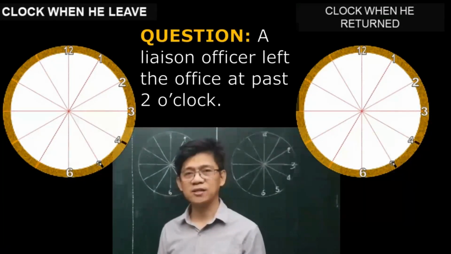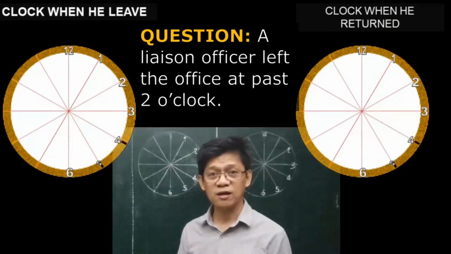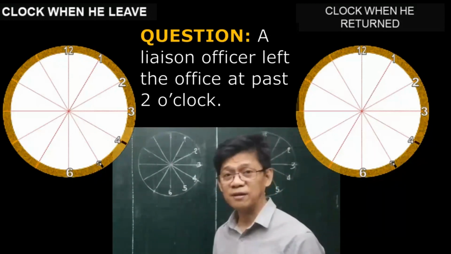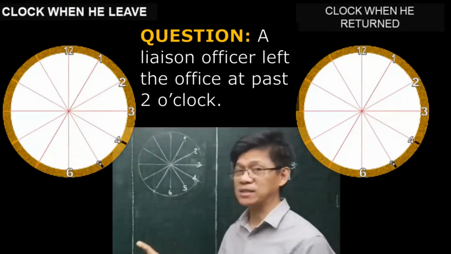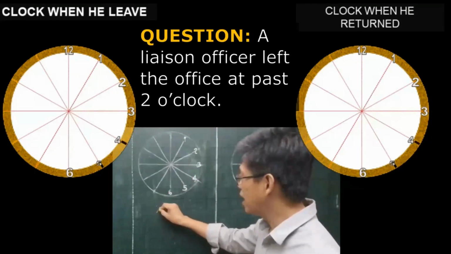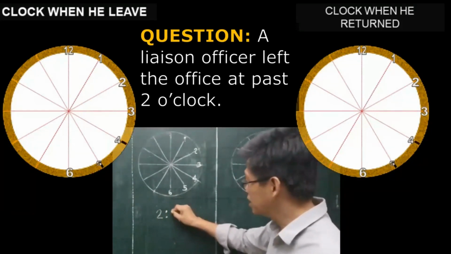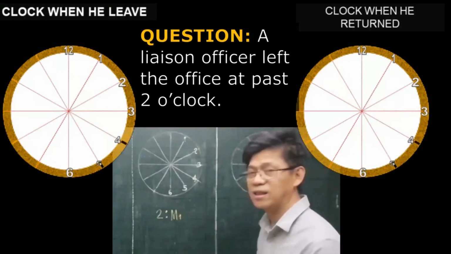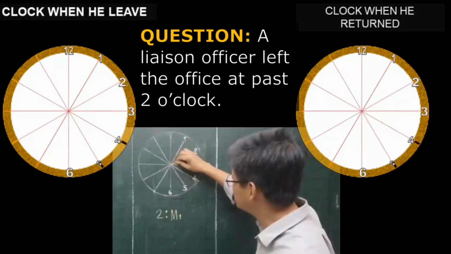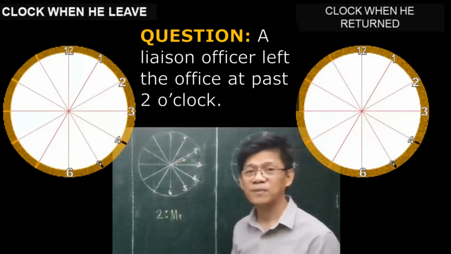This next problem says, a liaison officer left the office at past 2 o'clock. The problem did not tell us the exact time he left. It only says past 2 o'clock. So it means the time when he left was unknown. Let me call this M1. If it is past 2 o'clock, the hour hand points beyond 2, between 2 and 3.